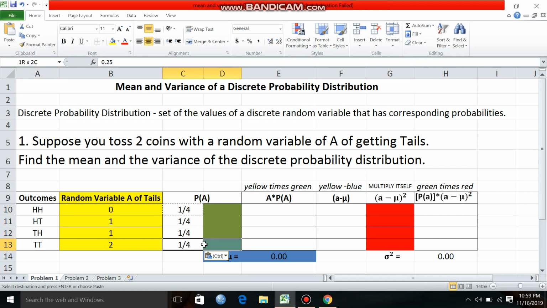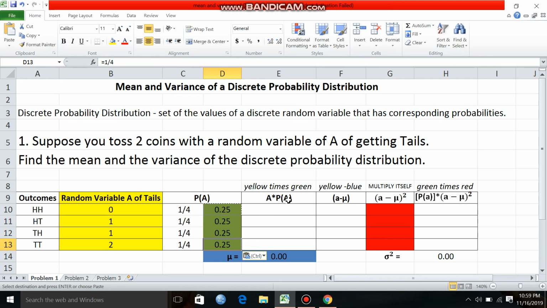The next step is to convert these fractions into decimals so that we'll have a faster pace in computing for the mean and the variance. We simply divide 1 by 4, which gives 0.25. Since they are all 1/4, we just copy the 0.25.